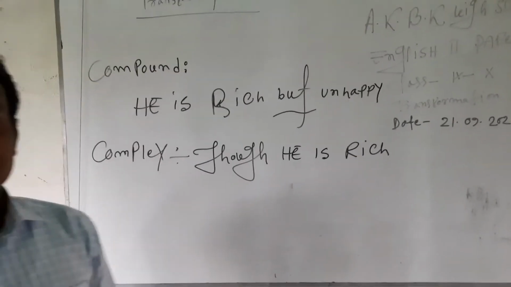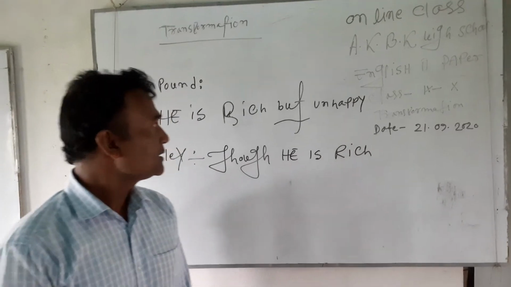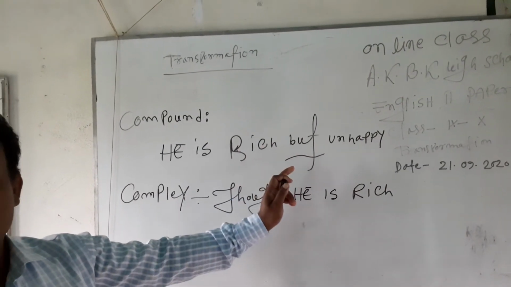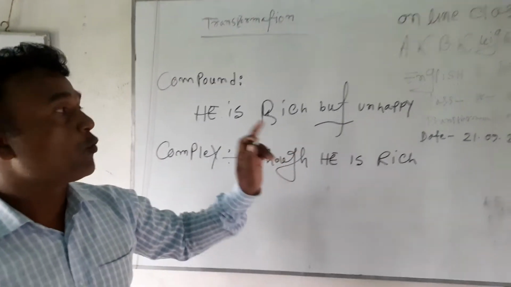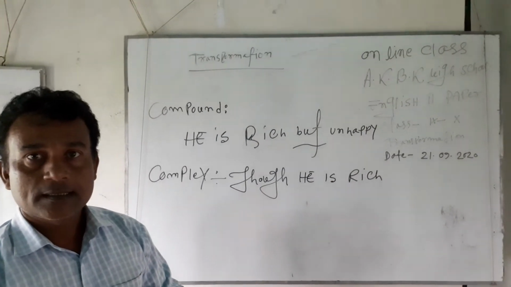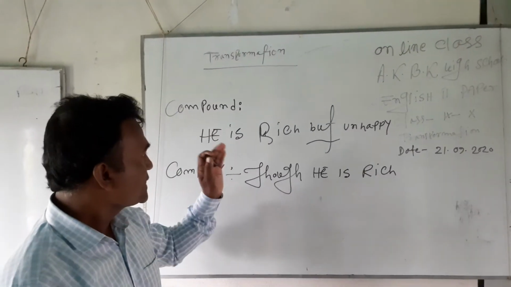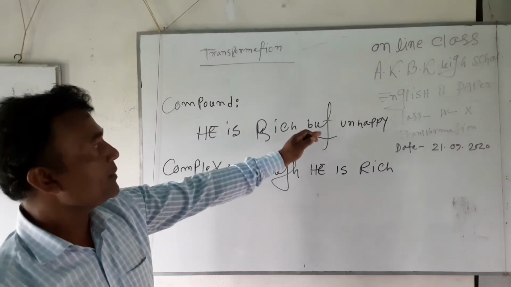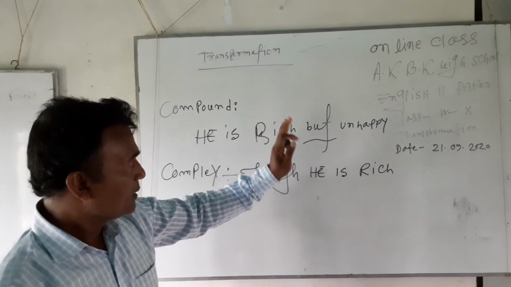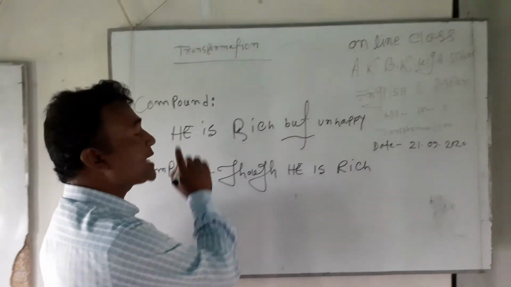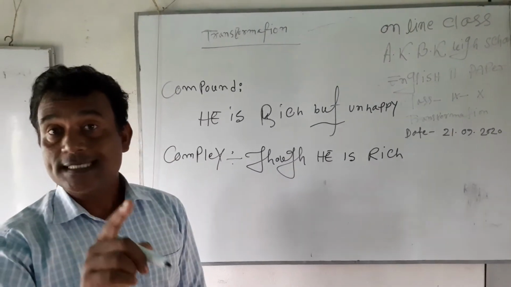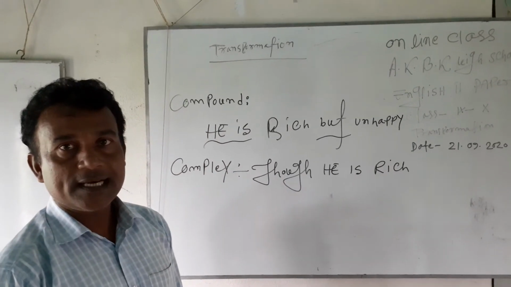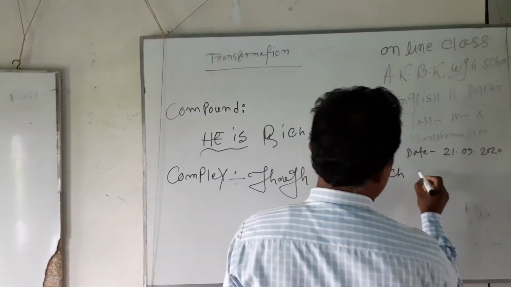Then what should we do? Dear students, look very carefully. Here the conjunction but. We must omit but to change this sentence into a complex sentence. So we have to omit but, and we have to write the subject and the to be verb of the sentence, which is in the first part of the sentence. He is. Clear? We have to write he is.